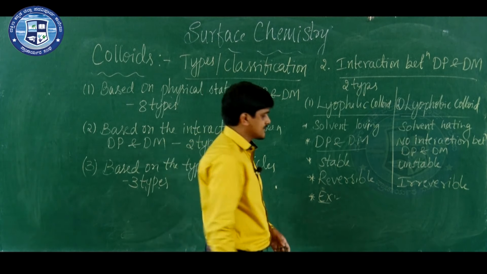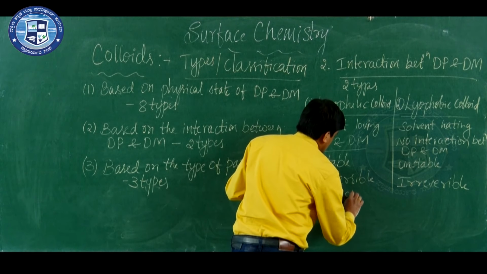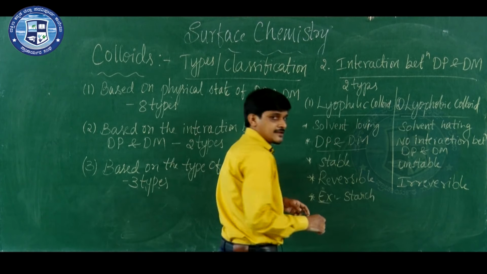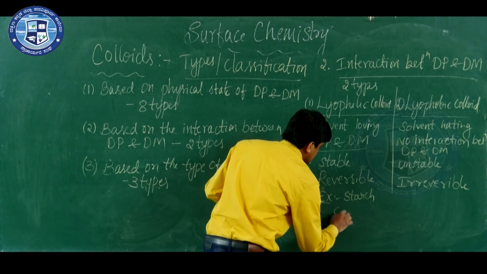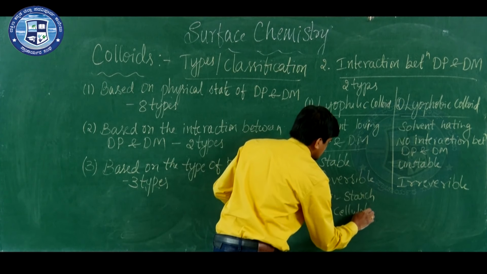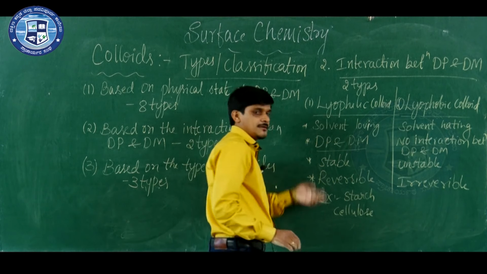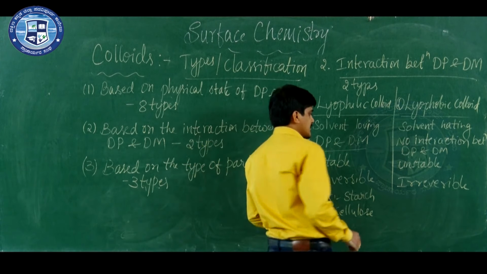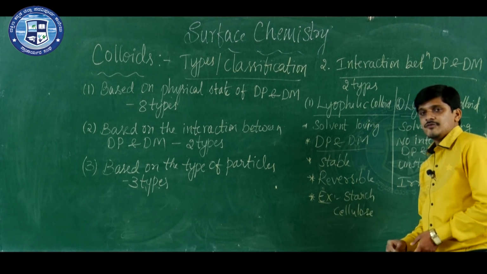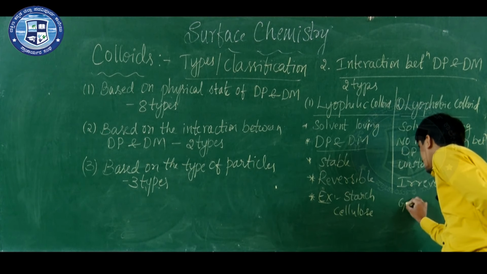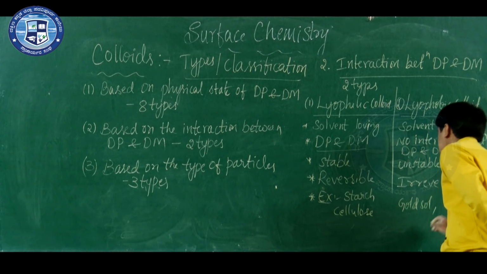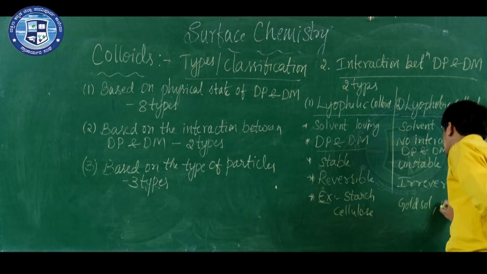Examples for lyophilic colloids: starch sol, protein sol, cellulose, etc. They are lyophilic sols. Similarly, for lyophobic sols you can give gold sol, silver sol, platinum sol, sulfur sol, like that. You can give so many examples for lyophobic colloids.